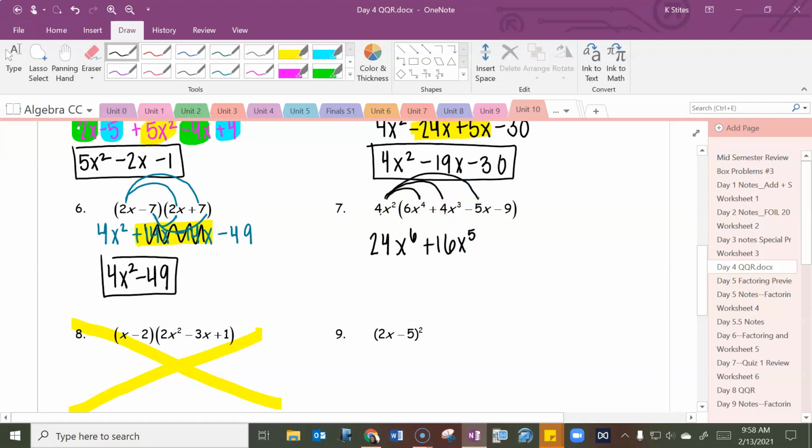4x squared times negative 5x. 4 times negative 5 is negative 20. x squared times x is x cubed. And 4x squared times negative 9, 4 times negative 9 is negative 36, and then we just have x squared.